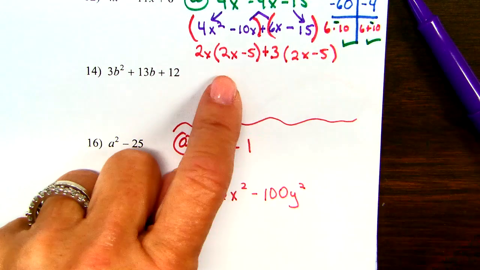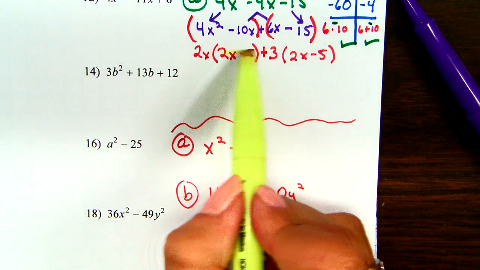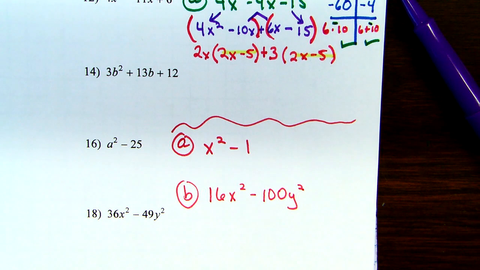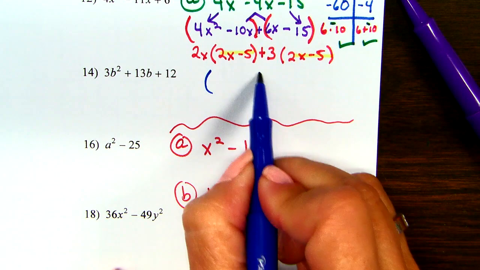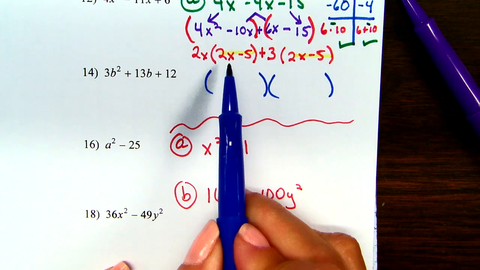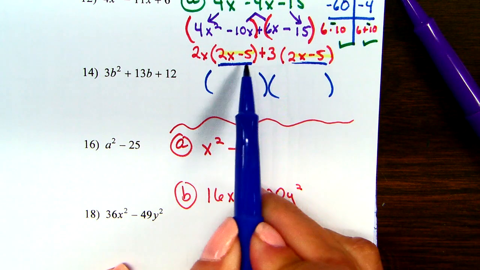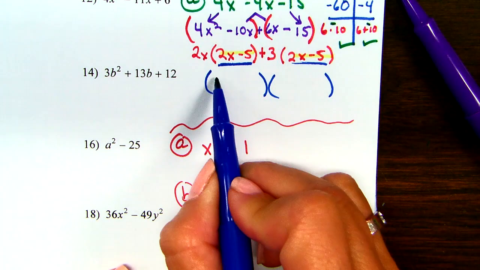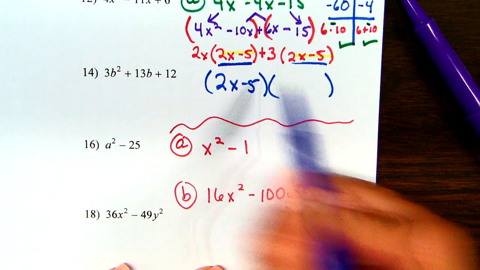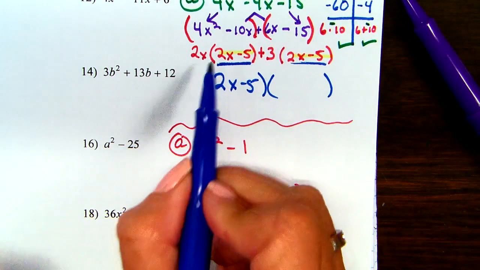Like I said, if we did it right, these two should always be identical. So you'll know if you made a mistake. And now you're ready to write your answer. That wasn't too bad. Your answer is going to be 2 parentheses. Remember, I call these your identical twins. 2x minus 5 goes in either one. It does not matter which one you put it in. Okay? Either one. Doesn't matter.